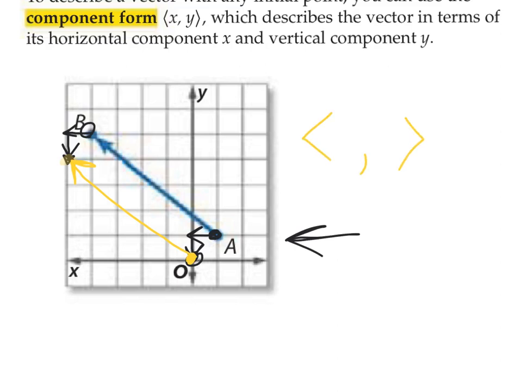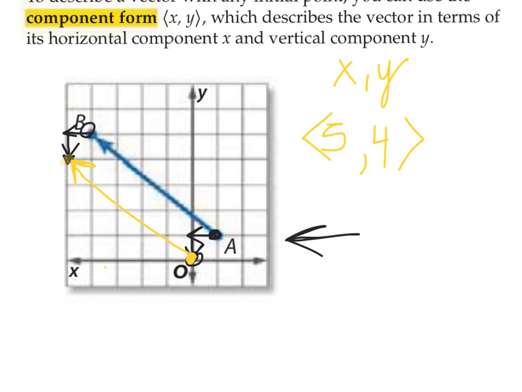The component form is always going to be x comma y, and you're always going to find out whatever the final point of the vector is and write that in the component form. So the x, let's see, 1, 2, 3, 4, 5, and the y, 1, 2, 3, 4. So the component form of this vector is 5 comma 4.